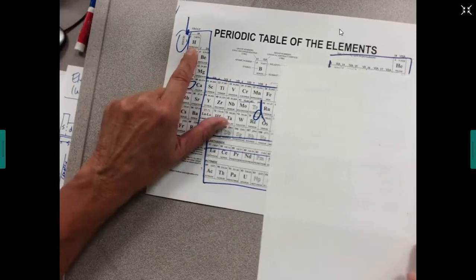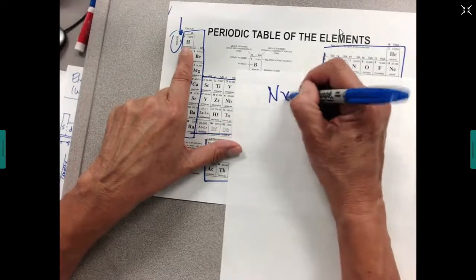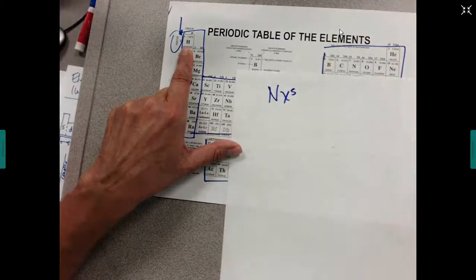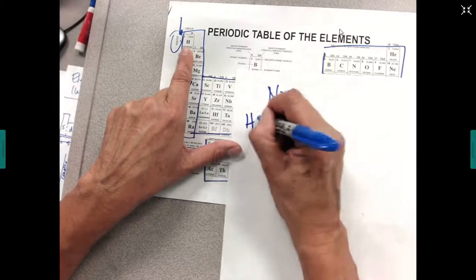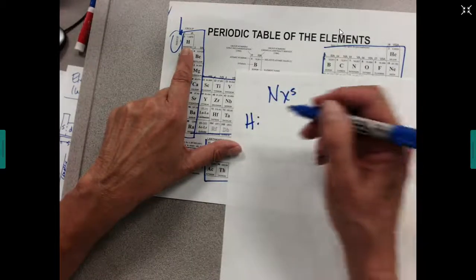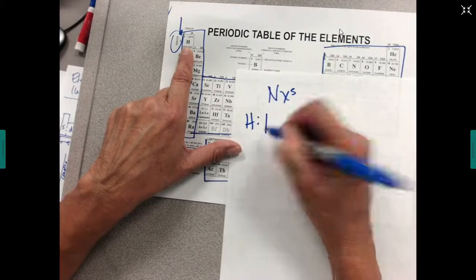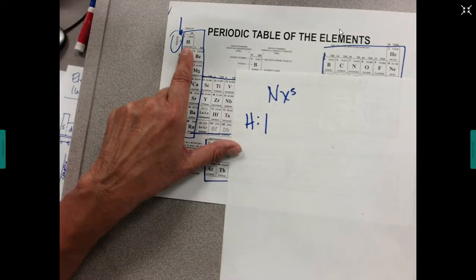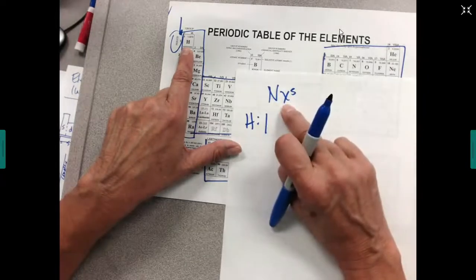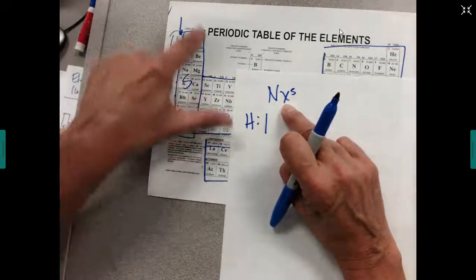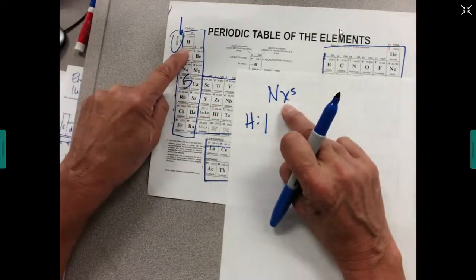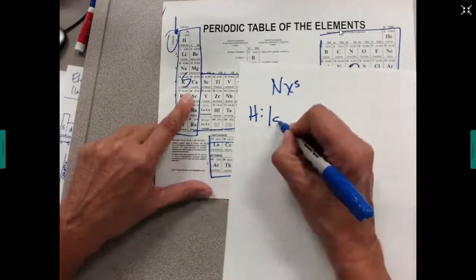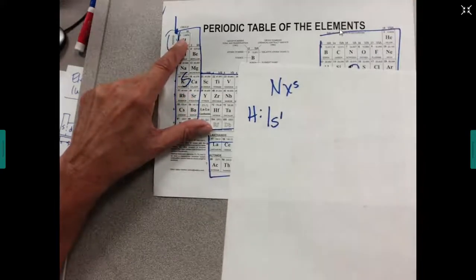Let's start with hydrogen, keeping in mind that our general form is NXS. Hydrogen, I'm going to put the symbol and put a semicolon. Hydrogen is in the first row, so you put the number 1 for the principal quantum number. X is the way that it's spinning. It's the electron we're talking about, the single electron that hydrogen has, is in the s block, so we have to put an s. And there's only 1 electron there.